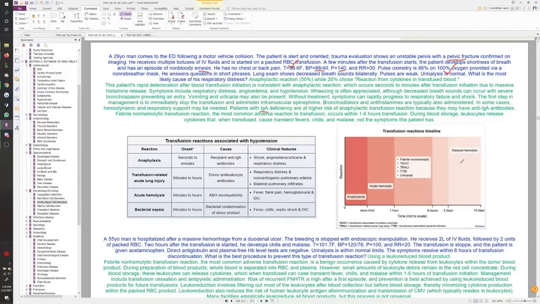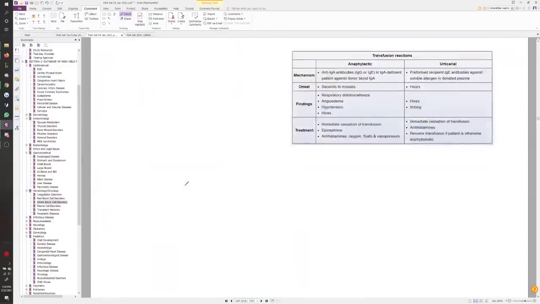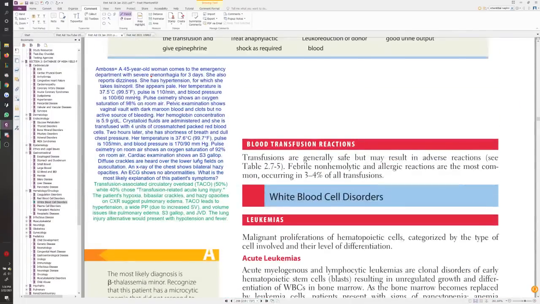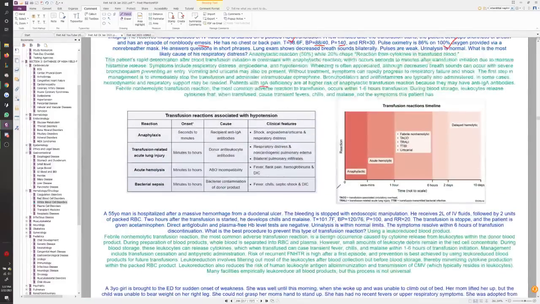These here are tables based off of two different things. This one is showing you the transfusion reactions associated with hypotension. All the ones that have hypotension to it. And remember here, we're going to see the transfusion-related acute lung injury, that's one of them, has hypotension. The first question we just did in this book, this patient, it was not transfusion-associated lung injury because this patient has hypertension. So very critical difference there.